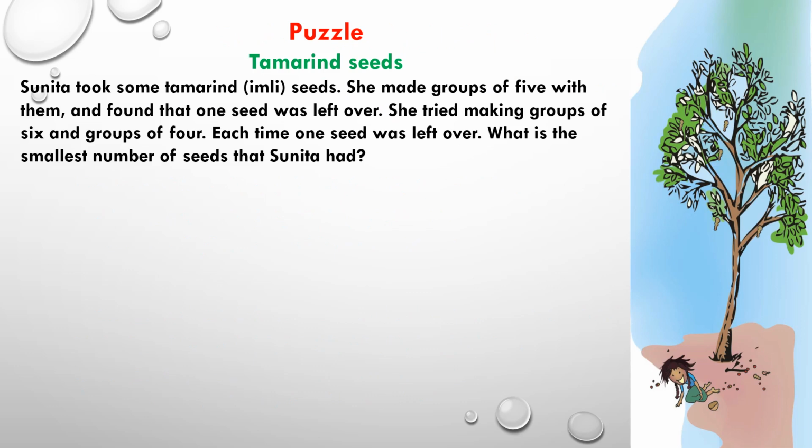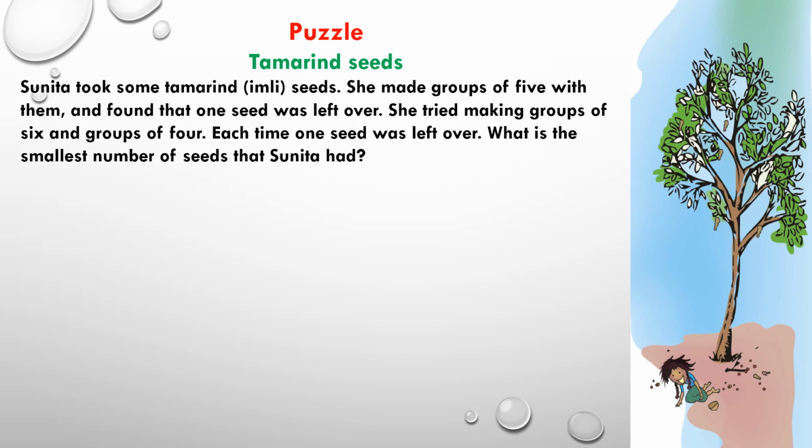Okay, let's move to another topic, which is a puzzle. Sunita took some tamarind seeds. She made groups of 5 with them and found that one seed was left over. She tried making groups of 6, groups of 4. Each time one seed was left over. What is the smallest number of seeds that Sunita had?